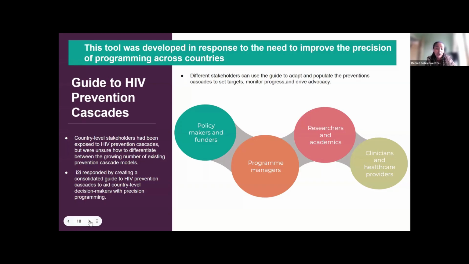Because the HIV response requires multi-sectoral collaboration, the tool is intentionally designed to support different stakeholders in achieving their specific national objectives. So, for example, policymakers and funders can use it to set realistic national targets and drive high-level advocacy. Program managers can deploy it to monitor local implementation progress and inform decision-making. Researchers and academics can use it to align their studies with standardized operational definitions, and clinicians and healthcare providers can utilize it to identify where patients are falling out of care at the facility level. Next slide, please.